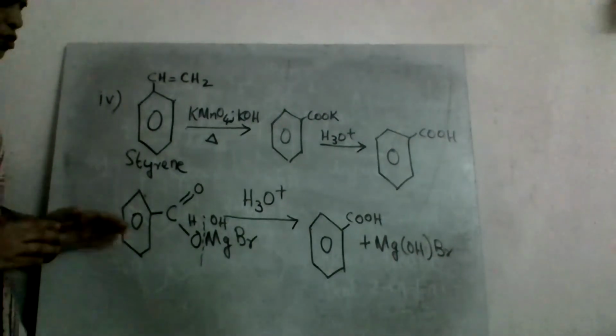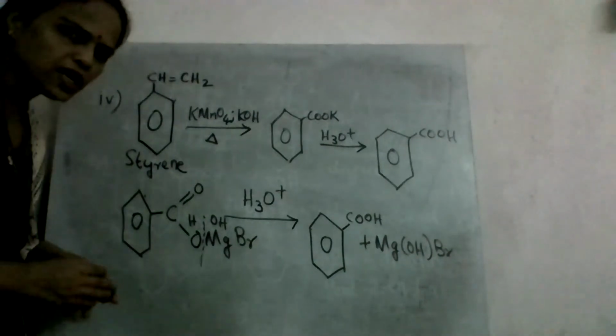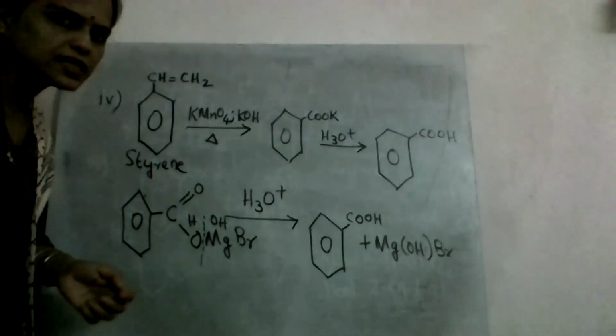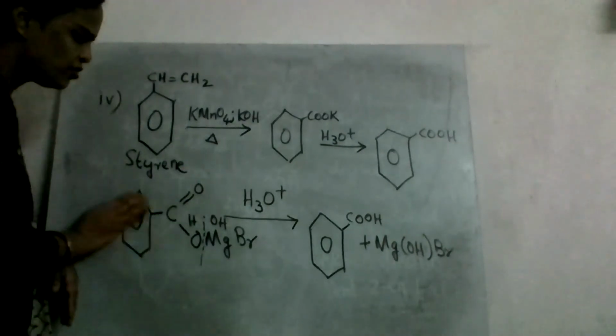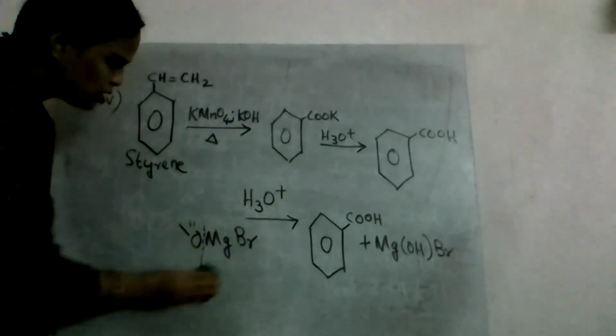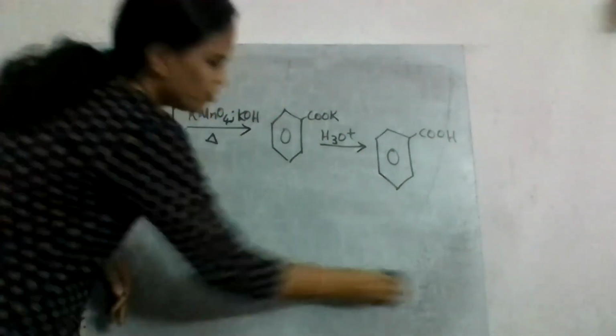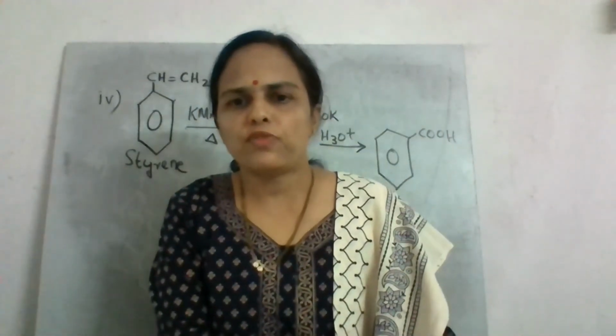Only for bromobenzene, you will treat it with Grignard's reagent, and that Grignard's reagent you can treat with carbon dioxide, and that results in giving you your benzoic acid. So that is how you will do the conversions that are related to this part which are asked.